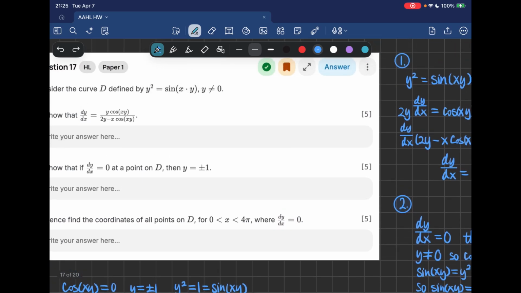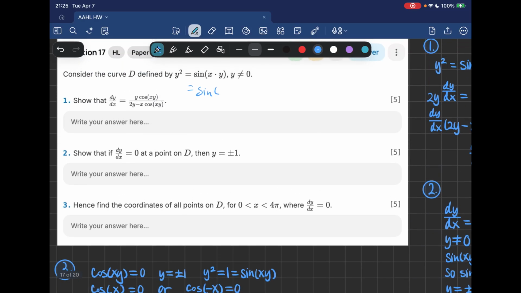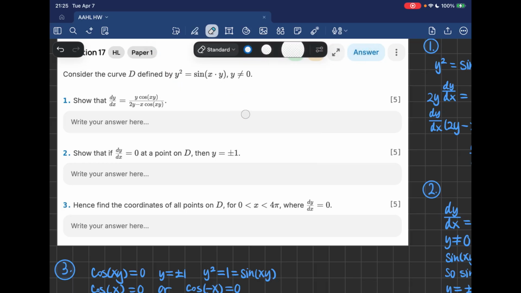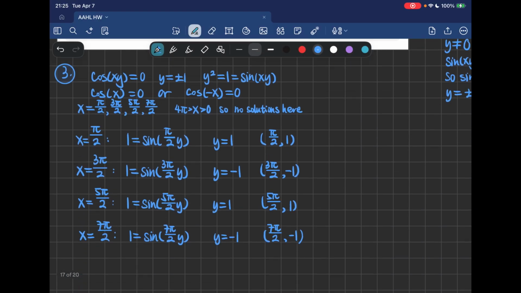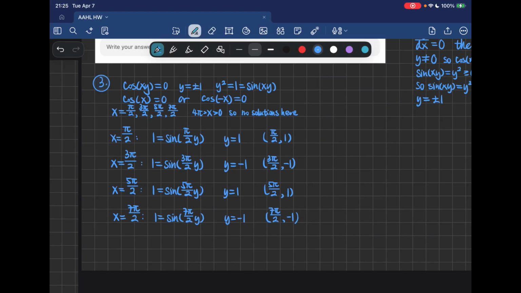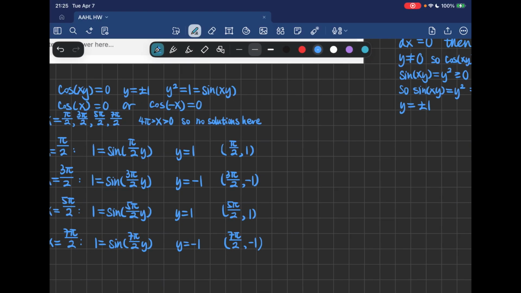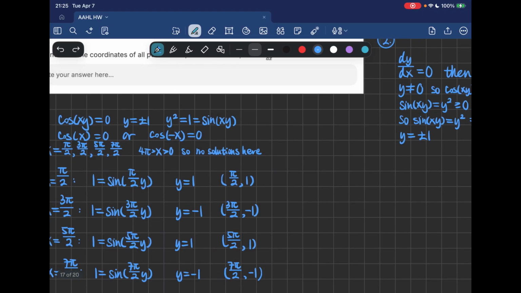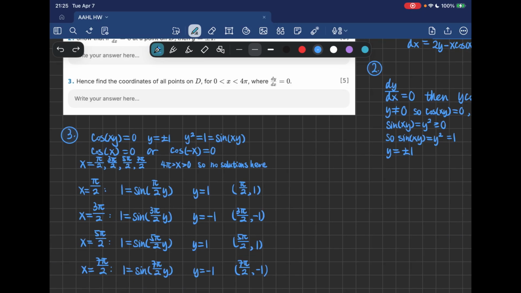So y to the power of 2 is still 1. And then we can just write on the other side sine of x1 times y, that equals 1, and then solve for y. So after you solve for each of them, you write out the four coordinates, and then you get the question done. You have to write these because it's asking you for the coordinates, not just the x values or just the y values.